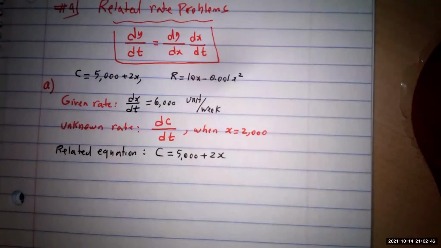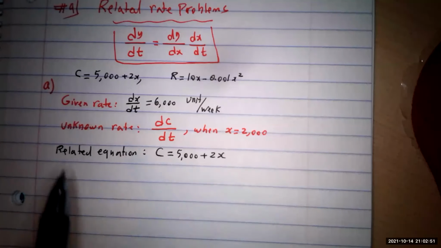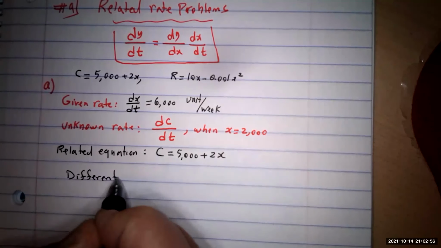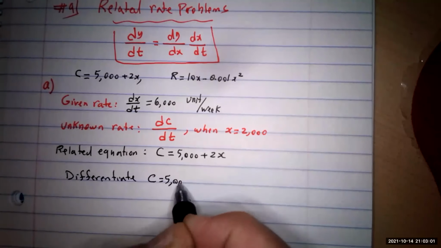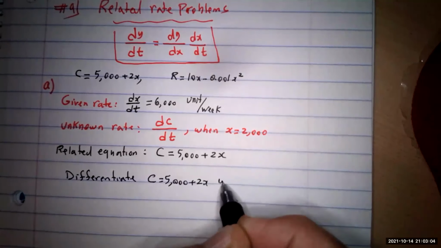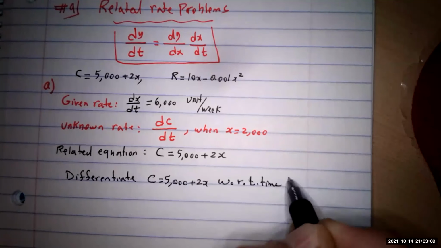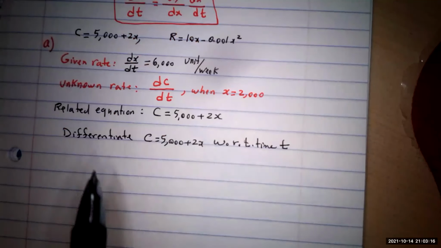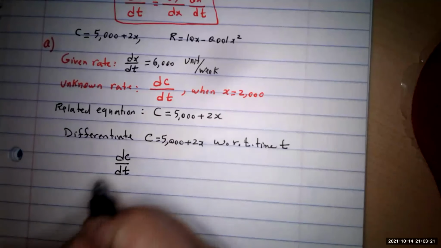So the way we do it, we are going to differentiate this equation with respect to t. I just remind you, you don't have to write it down, you just do it. Plus 2x with respect to the time t. We are not going to say c prime because you differentiate with respect to t. So we say dc/dt. dc/dt is like c prime.